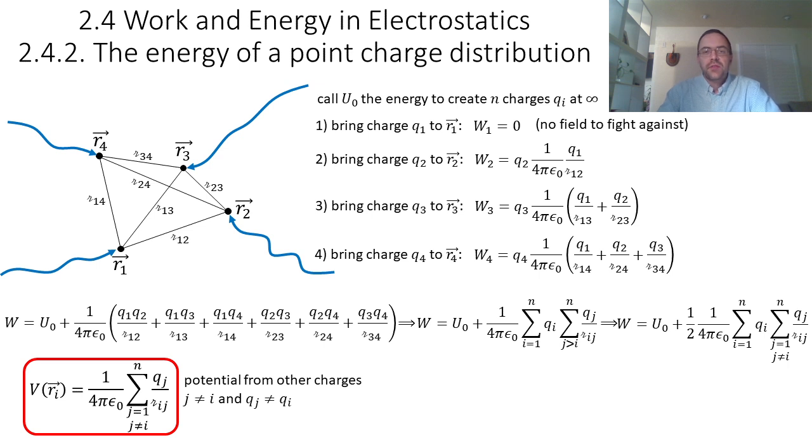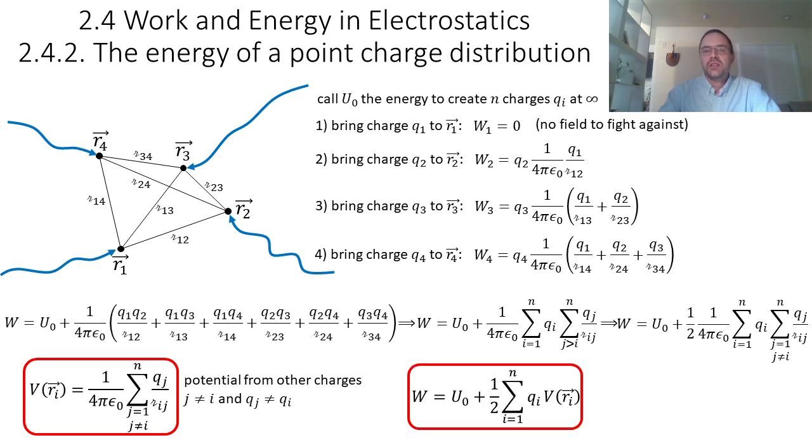Look at this formula for a few seconds and get convinced that this represents the potential at the position Ri from all the charges except the one at Ri. This potential does not depend on Qi. It depends on all the other charges Qj, but not on Qi. But it depends on the position Ri because that position is in all the curly Rij. Now, once this is clear to you, then the energy of the point charge distribution is U naught plus 1/2 times the sum of i from 1 to n of Qi times V at Ri.